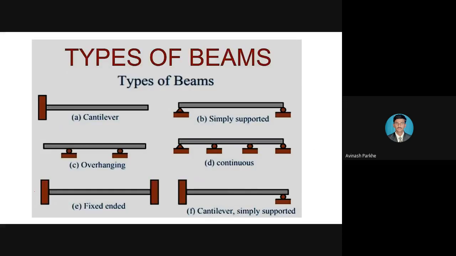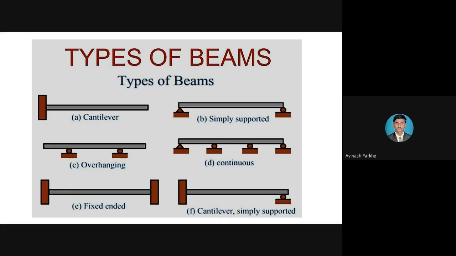Now, for further analysis, first of all, we'll discuss the different types of beams. In our syllabus, we have to go for the analysis of simply supported, cantilever and overhanging beams only. But here we have to understand the different types of beams also. So first of all, we'll start with the different types of beams.